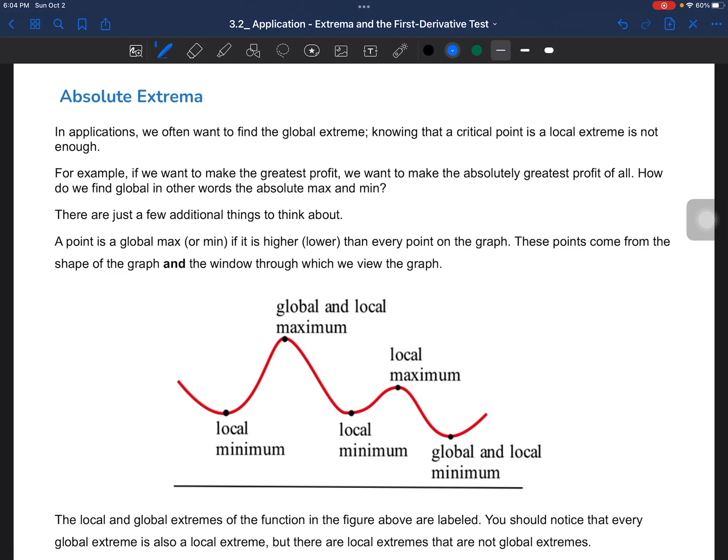So let's begin. In many applications, we have to find the actual global extrema. Knowing the critical points or also the local extrema is not good enough. For example, if we want to make the greatest profit, we want to find the absolute greatest profit of all, right? So how do we find the global, in other words, the absolute max and min? There are a few additional things that we have to think about.